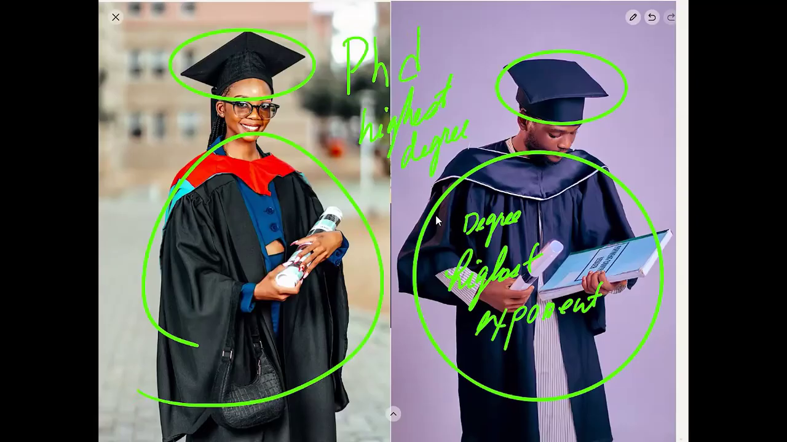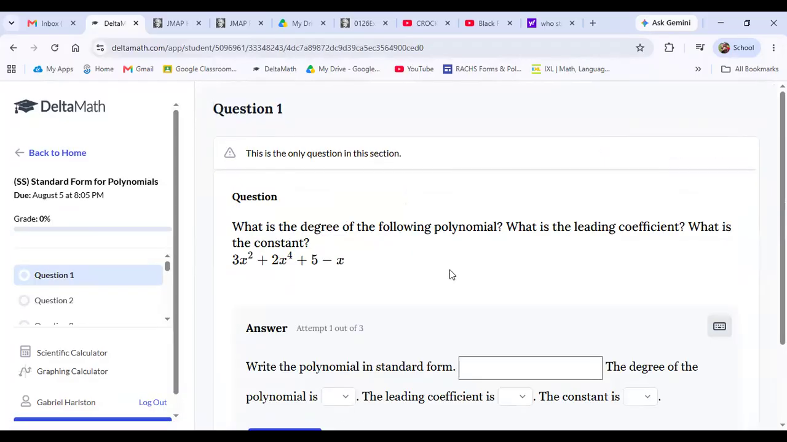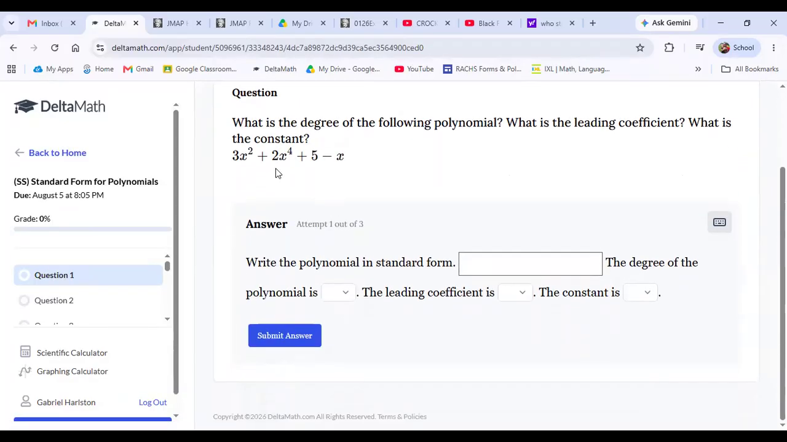So now what I'm going to do is go to Delta Math. Now, these are some questions that I created because I didn't find exactly what I wanted on Delta Math, so I created these myself. So I'm going to just jump in and let's just go. The very first one says, what is the degree of the following polynomial? What is the leading coefficient? What is the constant? Boom, it gives you this.